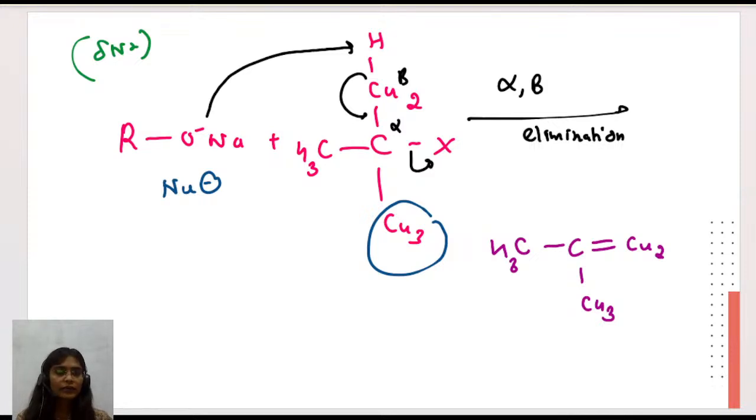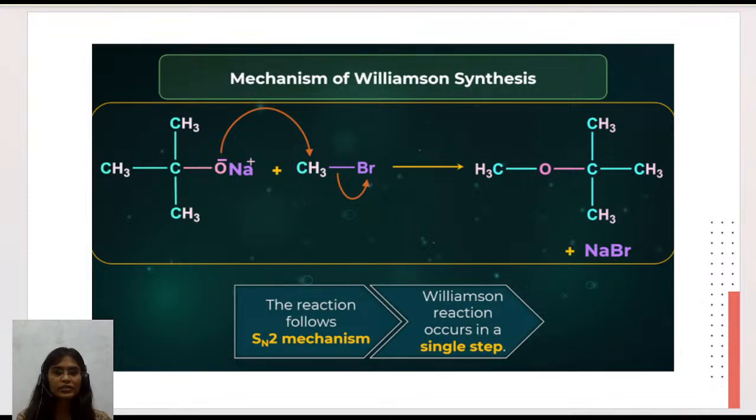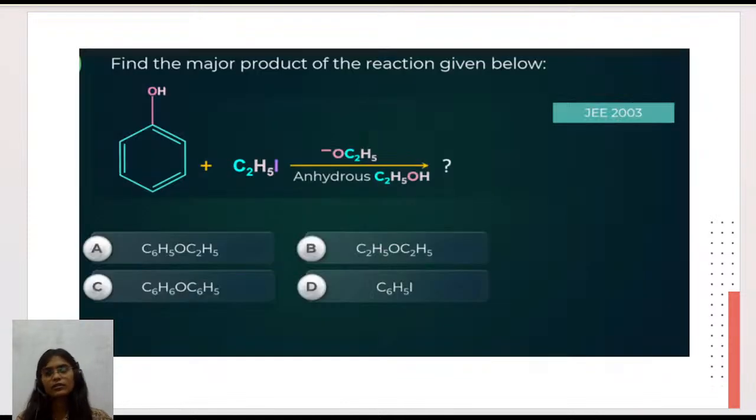Now let's go back to what we were discussing. So the mechanism part, this is the mechanism if you want to note it in a decent way. So this connects here, bromine leaves, and we are going to follow the SN2 mechanism, single step mechanism. This is okay. So now please answer this question.